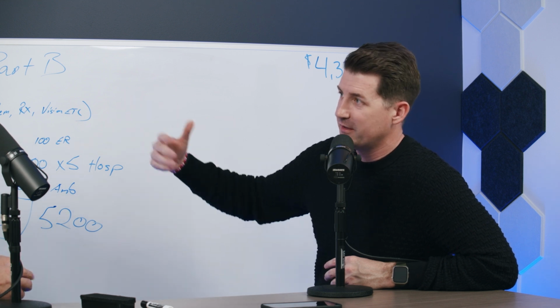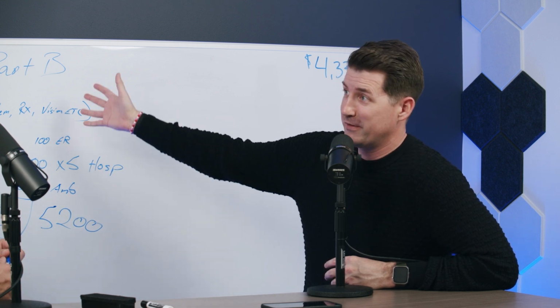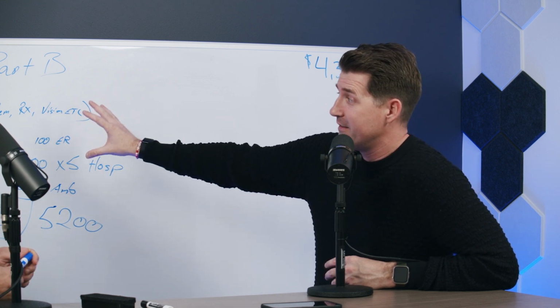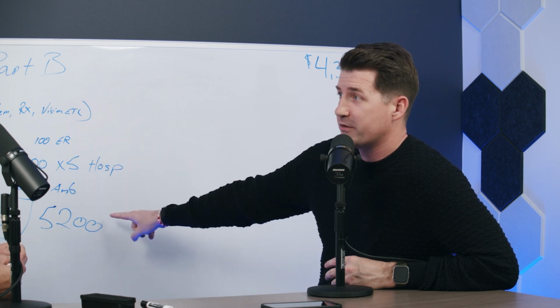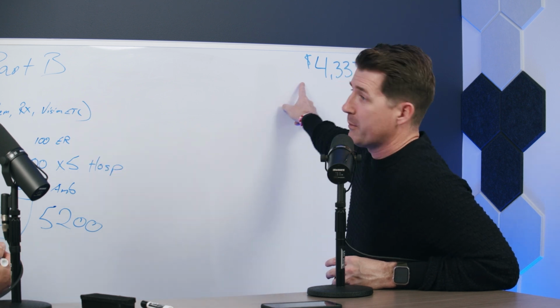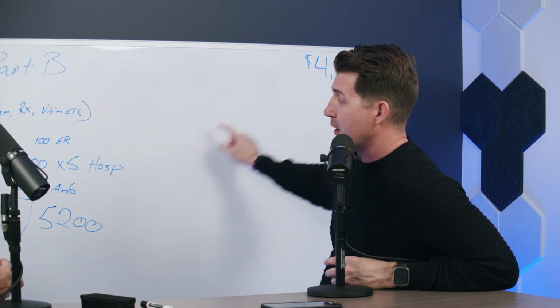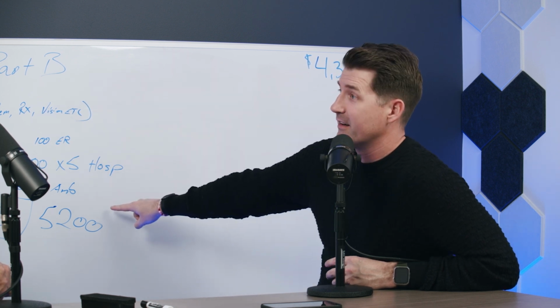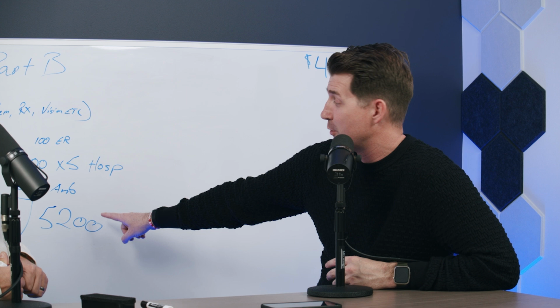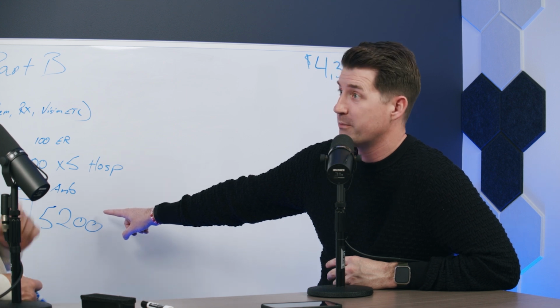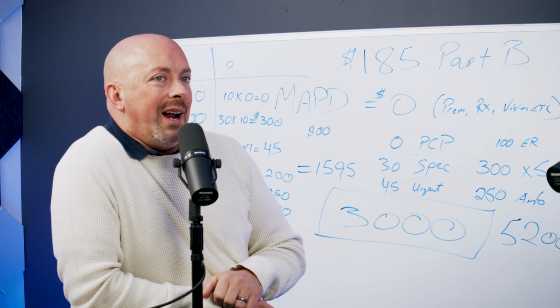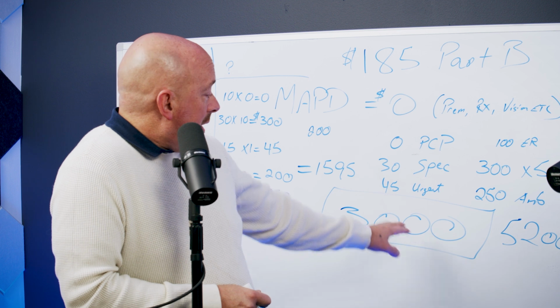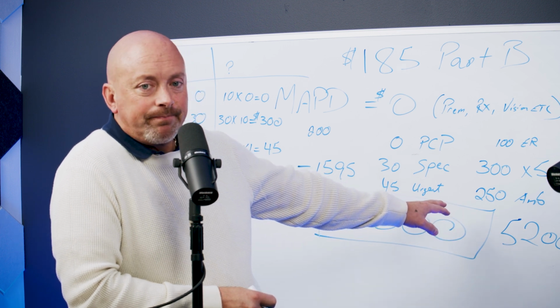Now, sometimes it looks like we have a little bit more fun over here because there's more flexibility, but the math isn't always going to work out. Sometimes we're almost $1,000 higher over here. But the key difference is guaranteed versus not guaranteed. All that's guaranteed here, quite honestly, is $2,200, which is your Part B premium.